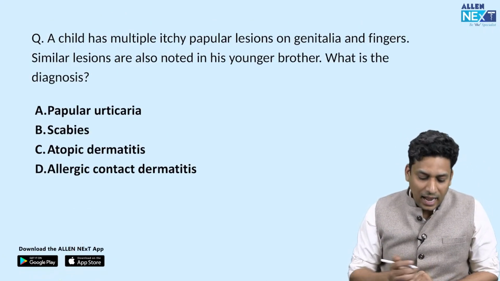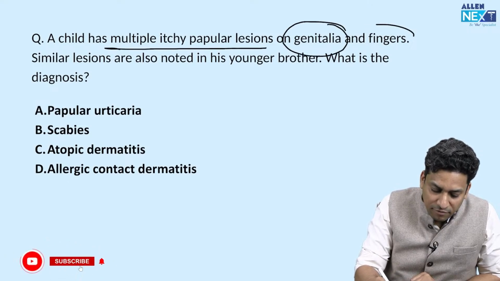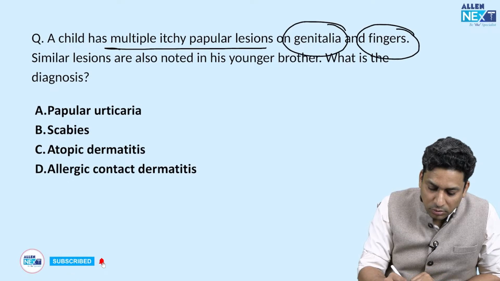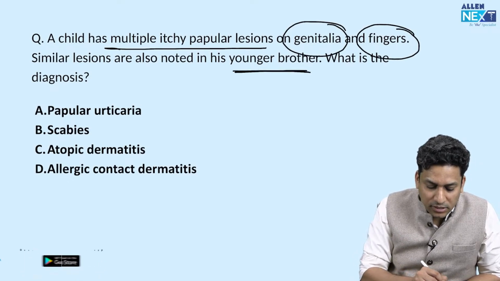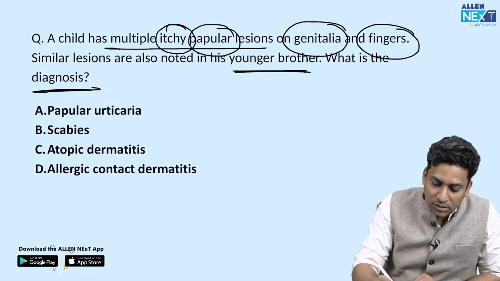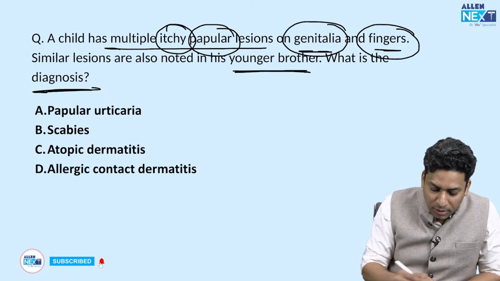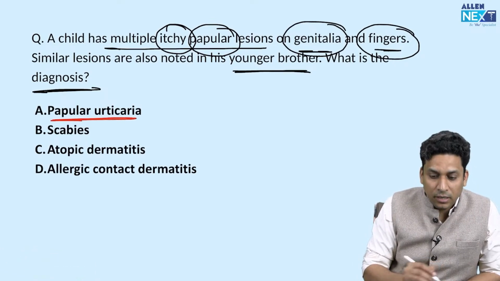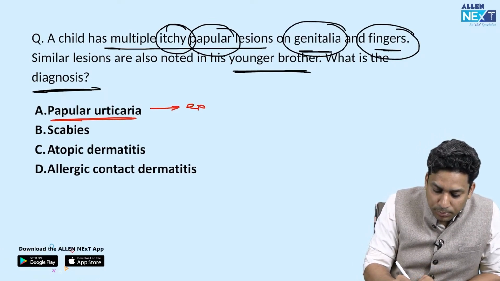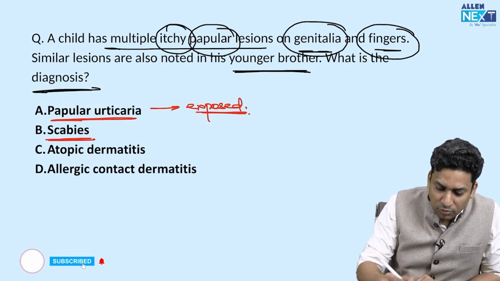A child had multiple itchy papular lesions on genitals and fingers. Similar lesions are also noted in the younger brother. What is the diagnosis? So multiple itchy papular lesions were over genitals and fingers. Now remember that papular urticaria can also occur in children, but it generally occurs over exposed areas, not over genitals or hidden areas. Scabies occurs over genitals.